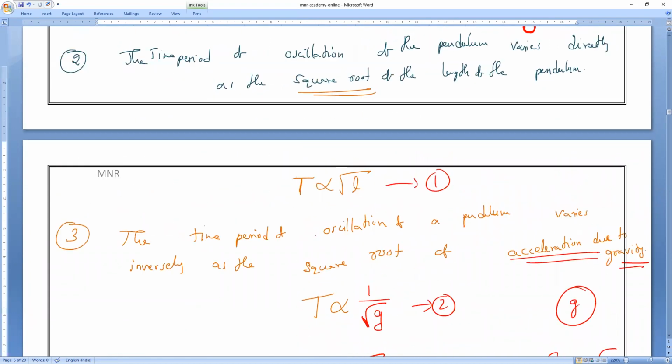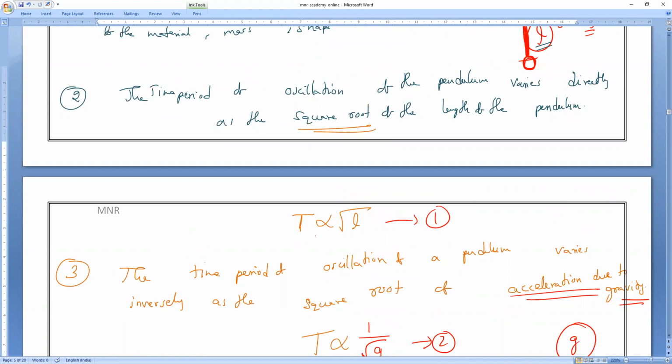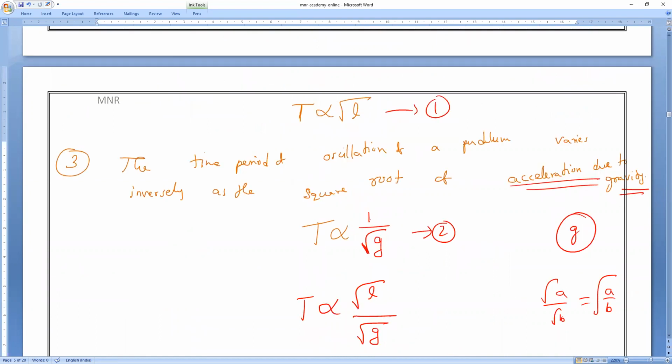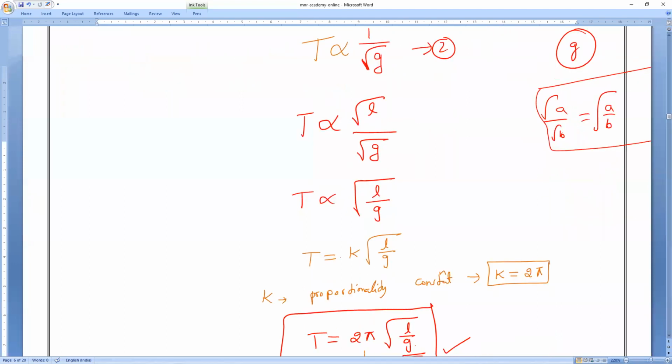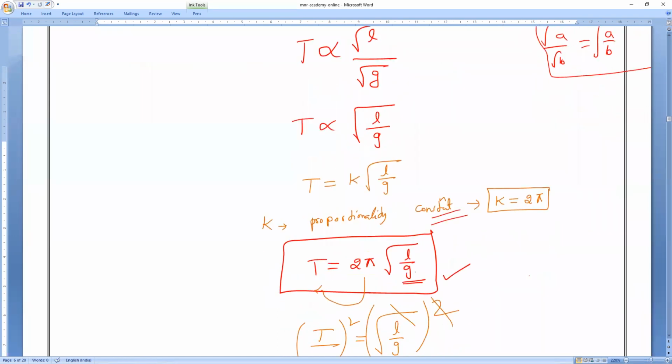So for a simple pendulum, the time period is directly proportional to the square root of L. Time period is inversely proportional to the square root of g. g means what, everybody? Acceleration due to gravity. So if I combine both equations, I get T is directly proportional to root over L by g. The proportionality constant I remove and put equals to K. The experimental value of K is 2π. So T is equal to 2π into root over L by g.